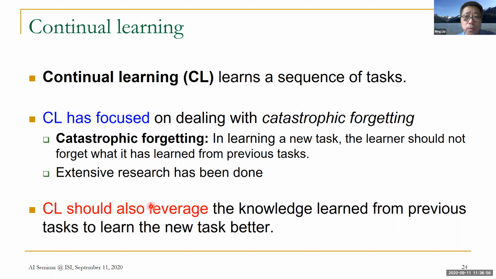But we also want to learn so as to improve. How do we use the past knowledge to improve the future? You want to transfer forward, and you also want to transfer backward. With the new task you learn, based on the past knowledge, you can learn better. And at the same time, this new task can help you improve what you have learned in the past, to make the model from the past perform better as well.